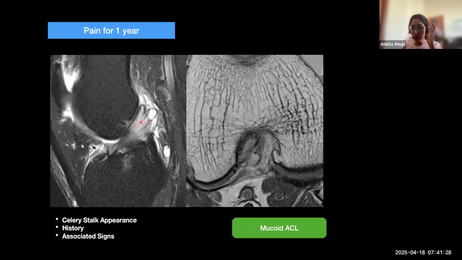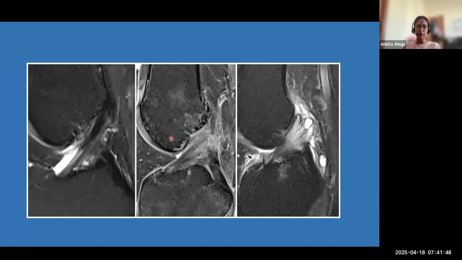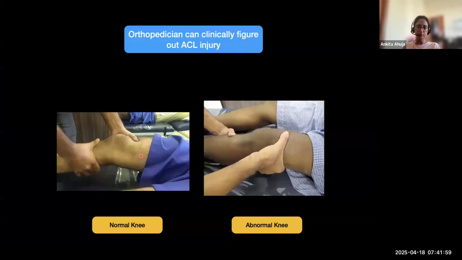Once you start to see, you need to remember this image in your mind, right? Once you start to see bright signal but thin fibers within the bright signal, that is nothing but your mucoid ACL. Some situations can be confusing when there might be a tear superimposed on mucoid ACL, but right now I'm not going into that. But what you need to remember is that this is your celery stalk appearance. So to sum up, this is your normal ACL, this is your torn ACL, and this is your mucoid ACL, right? You need to understand the difference of the three.